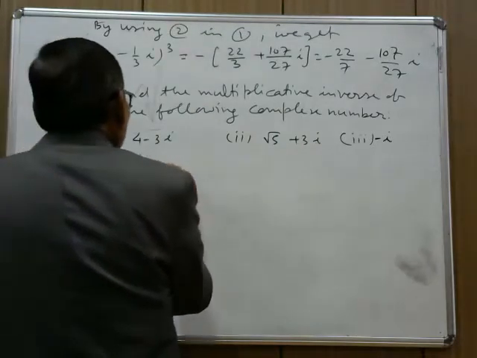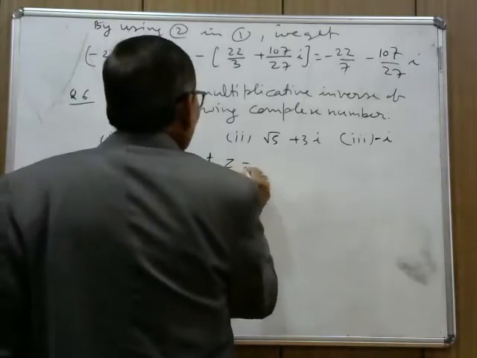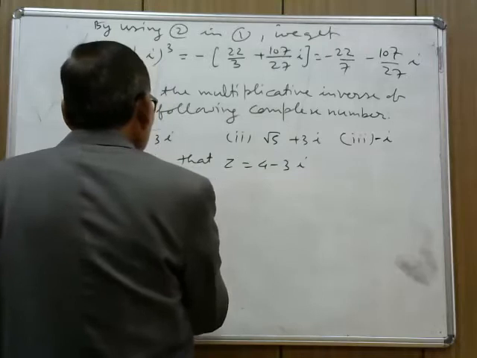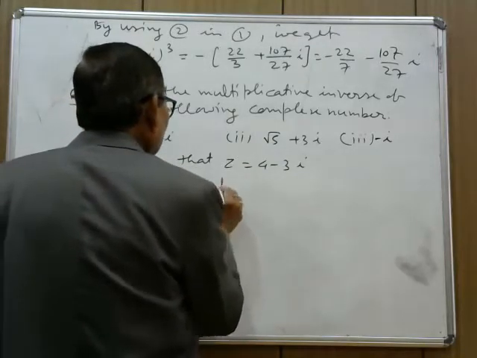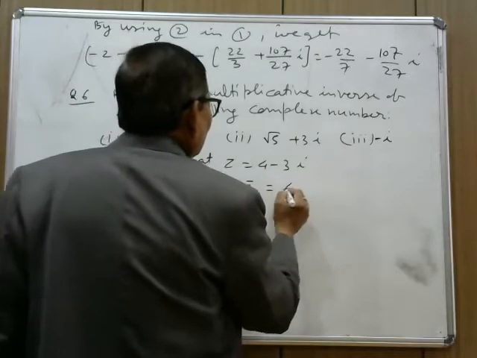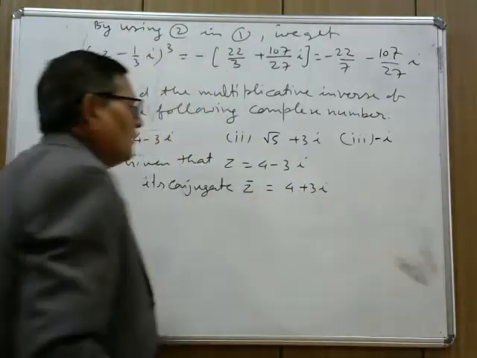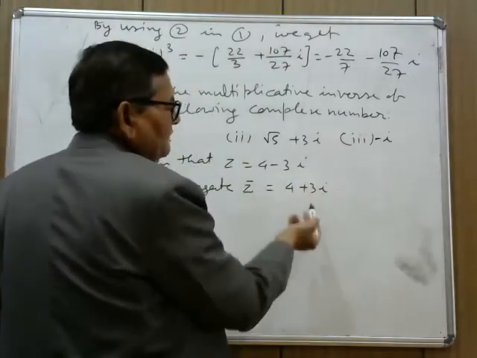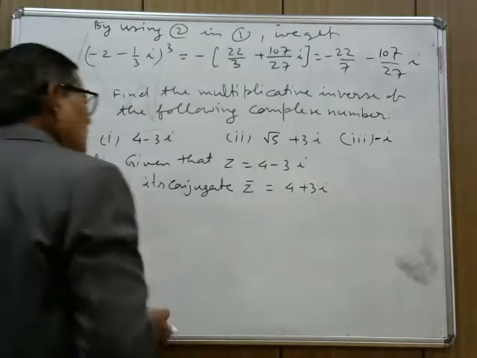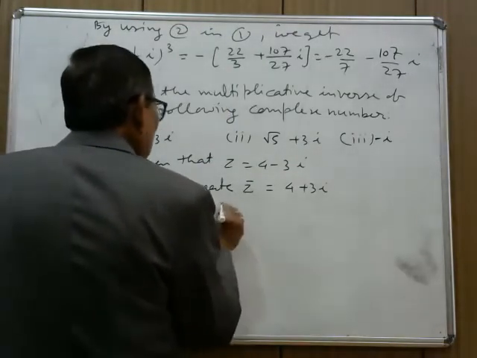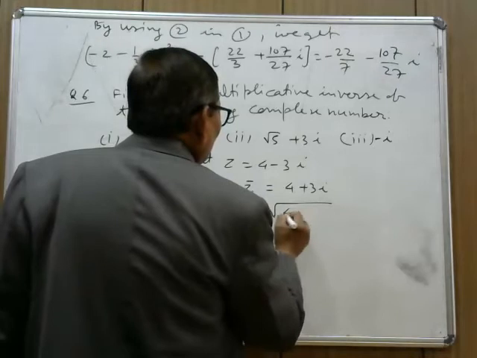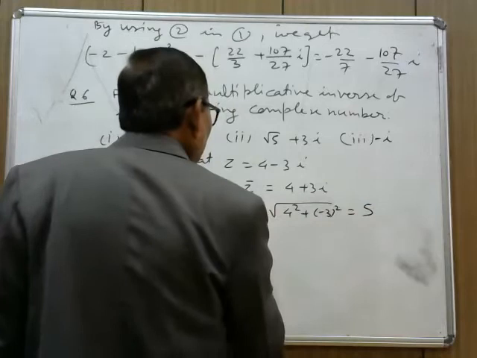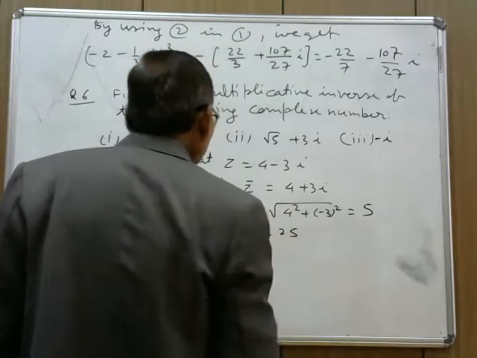Given that z equal to 4 minus 3i, its conjugate z bar equal to 4 plus 3i. It is obtained by changing the sign of the imaginary term. The imaginary term is minus 3i, change that to plus 3i. So it becomes the conjugate of z. Now modulus of z is under root 4 square plus (minus 3) square, that is equal to 5. So mod z square is 25.